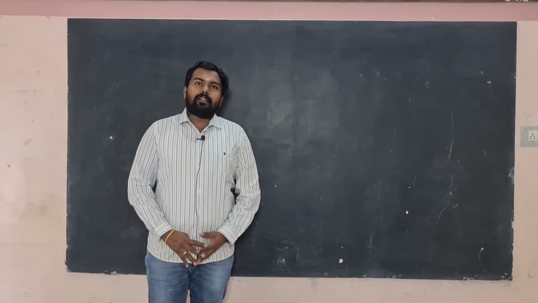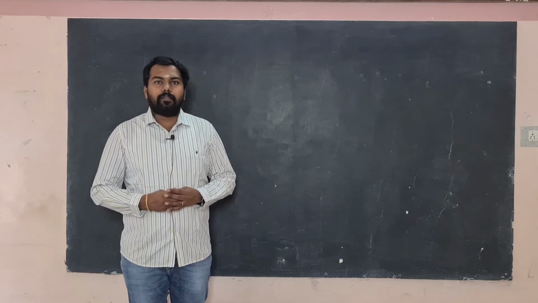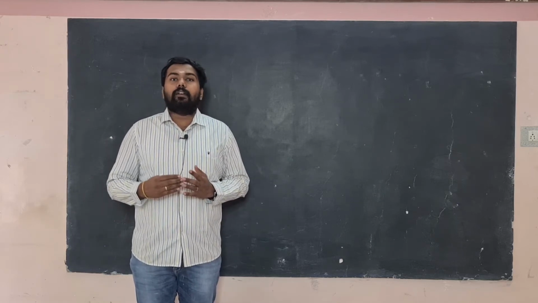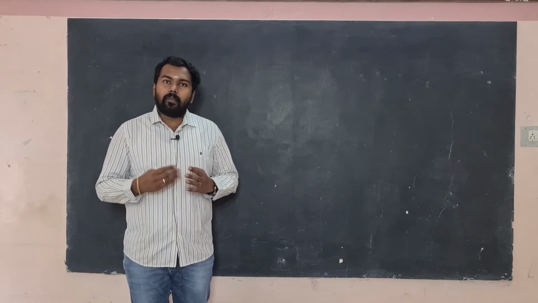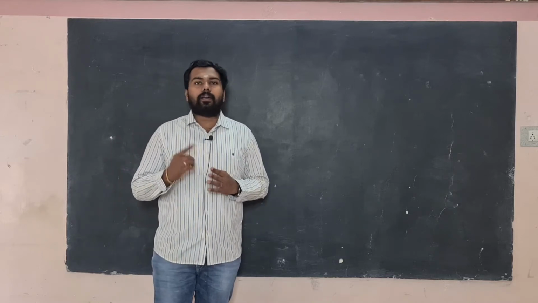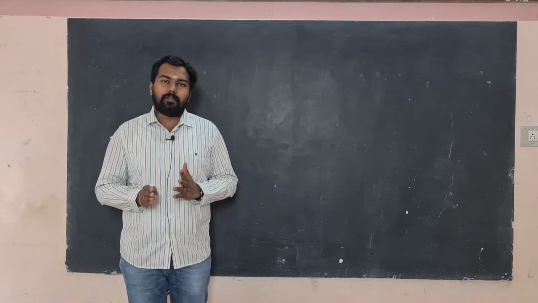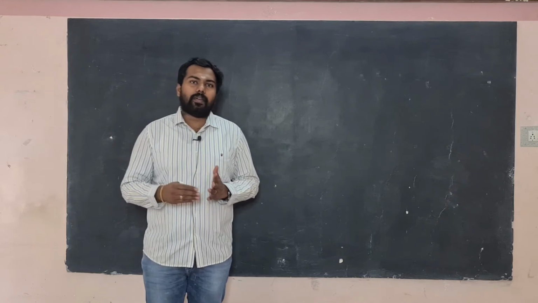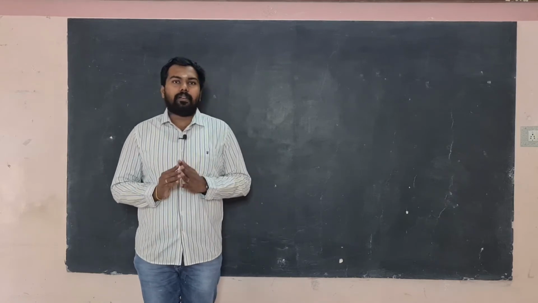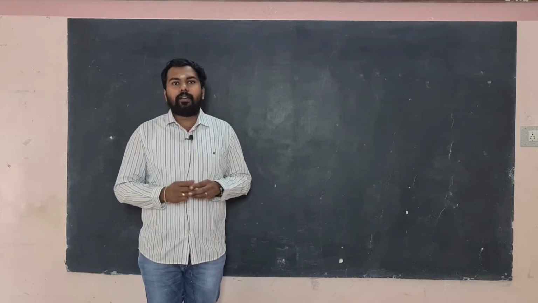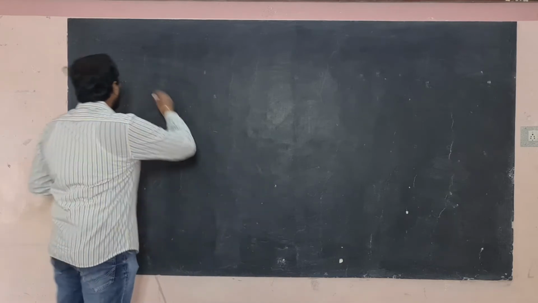Hello everyone. Last class we completed exercise 5.2 where we discussed applications of the distance formula. What is the distance formula? It is the square root of (x1 minus x2) whole square plus (y1 minus y2) whole square. So that is what we completed in the last class. Today we are going to start a fresh topic which is midpoint.